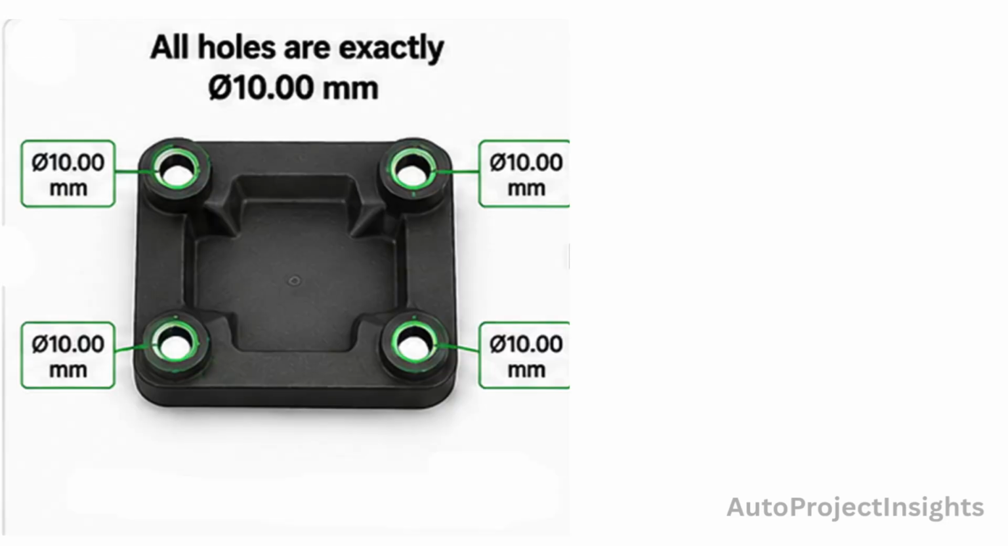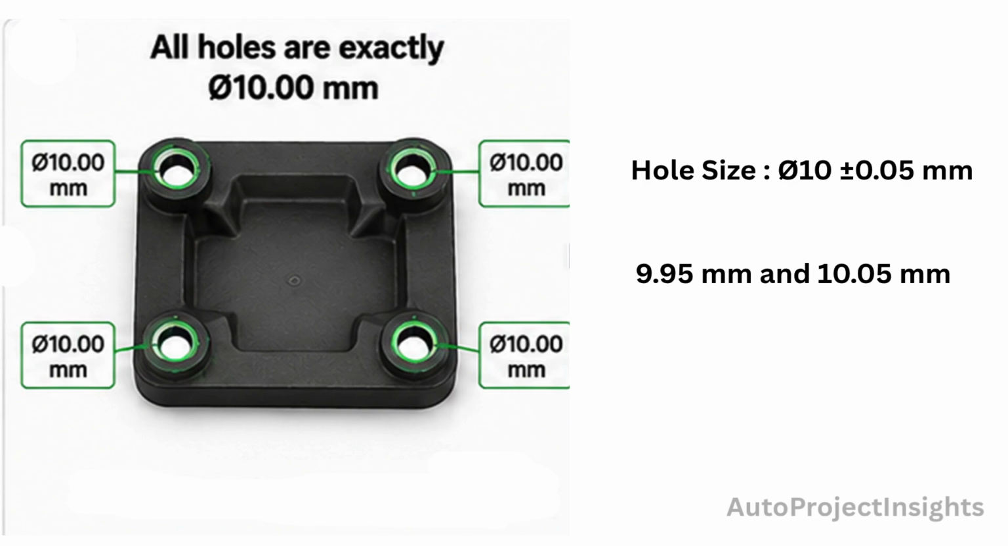Now let's understand position tolerance using a real automotive example. Here we have a steering column mounting bracket. It has 4 mounting holes that are used to attach the steering column to the vehicle. For the steering column to fit correctly, all 4 bolts must align perfectly with these holes. Now imagine the drawing only specifies the hole sizes, diameter 10 plus or minus 0.05 mm. This means each hole must have a diameter between 9.95 mm and 10.05 mm. Suppose all 4 holes are manufactured with the correct diameter. Everything looks good, right? Not necessarily.